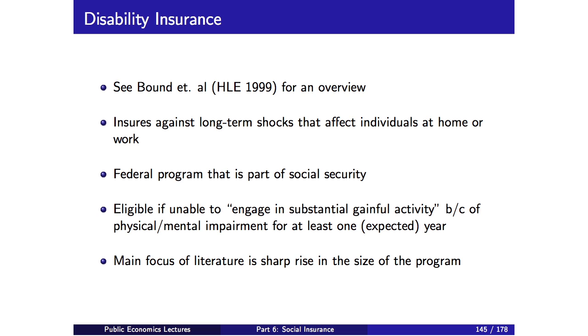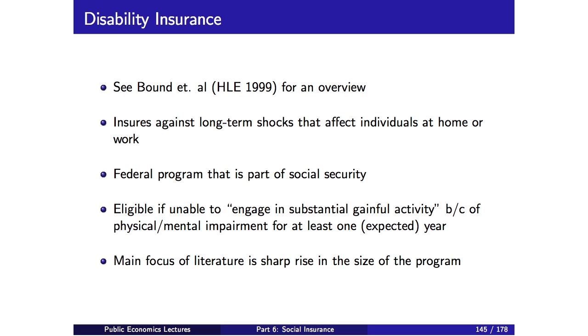Okay, so the literature that actually has been much more active recently and has generated a lot of policy debate as well at the national level is disability insurance. So there's a lot of work on disability. There's a handbook of labor economics chapter that covers some of the empirical work. What does disability insurance do? It insures people against long-term shocks that affect you either at home or at work.